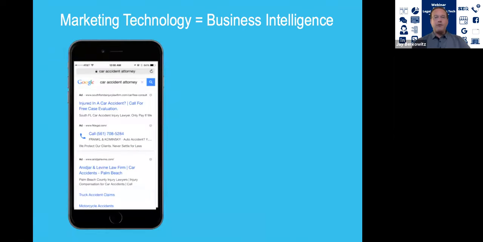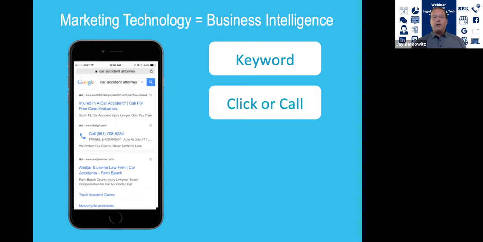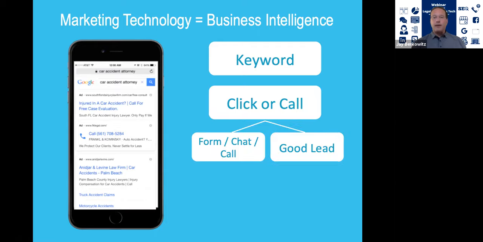So for example, if somebody does a Google search for car accident attorney, they have a couple options. They can click on a button and go to a website. They can click and they can directly call. So this is a click to call button. So the first information that we can extract from the technologies we're going to learn about today is what keyword did they search? Did they click or call to come to our website, or did they just call directly?